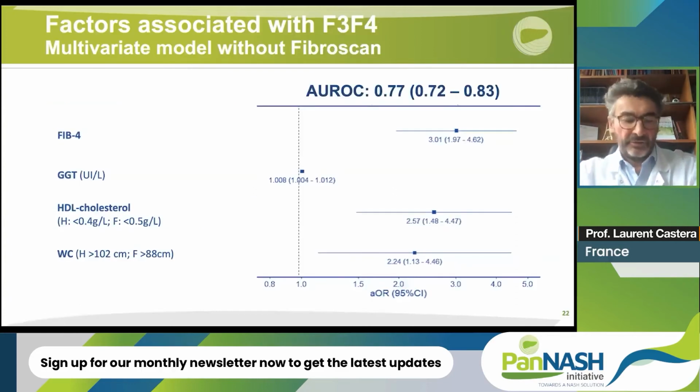So in order to address this limitation, the fact that most diabetes clinics currently do not have availability or accessibility to FibroScan, we designed a very simple score based on multivariate analysis in our populations to be able to identify patients with advanced fibrosis that should be referred to a hepatologist. This score, as you can see, includes FIB4, so age, transaminase, platelet count, and metabolic parameters: waist circumference, HDL cholesterol, and GGT. And you can see that the AUROC of this score was 0.77 in our population.